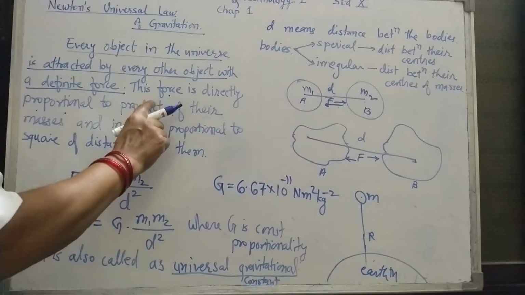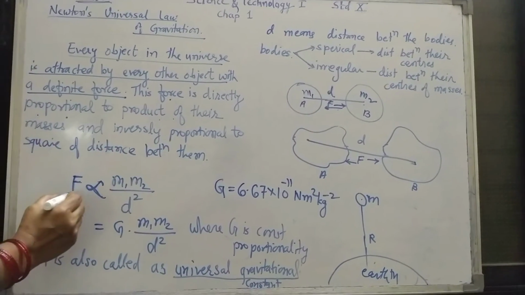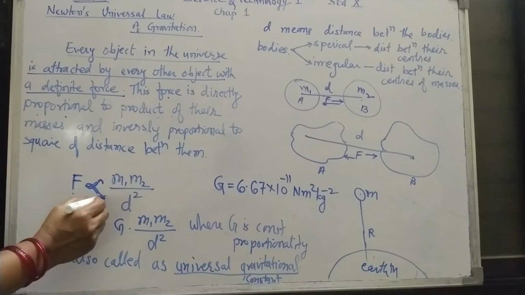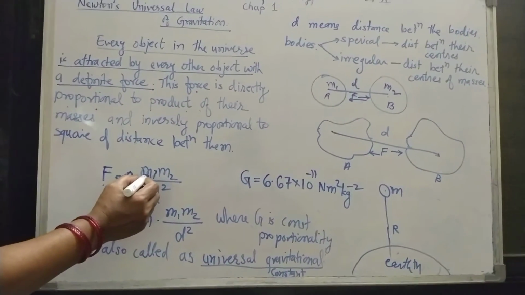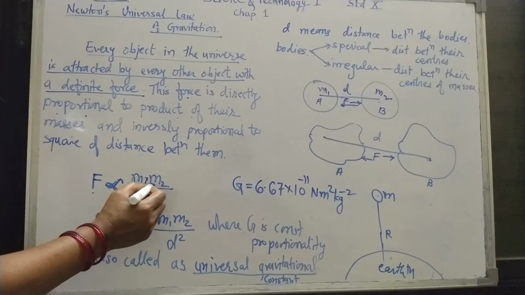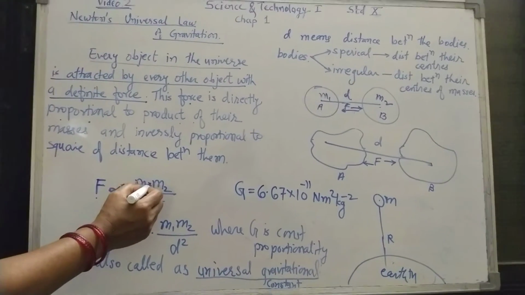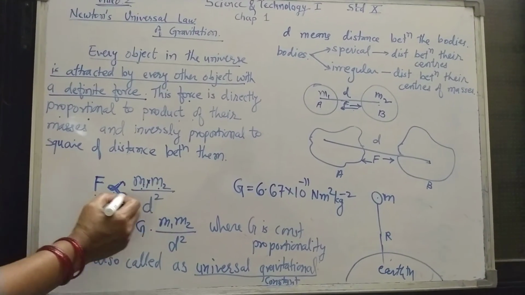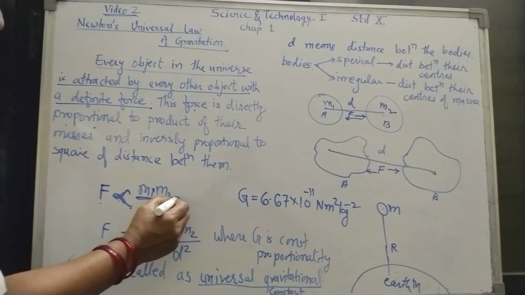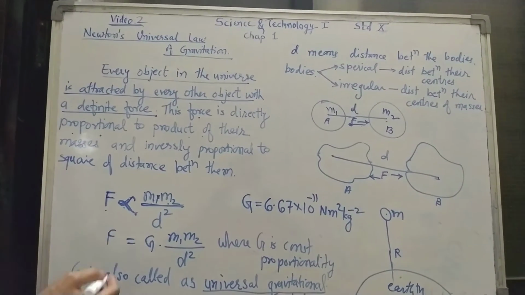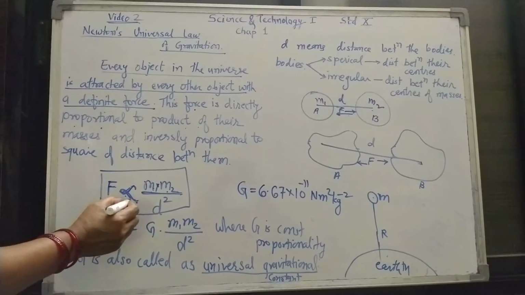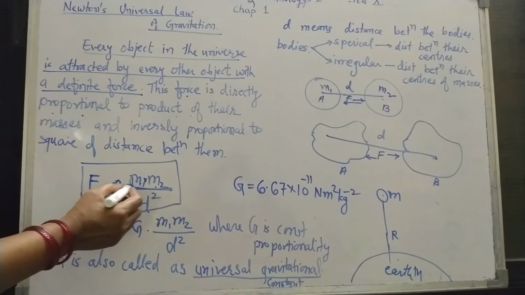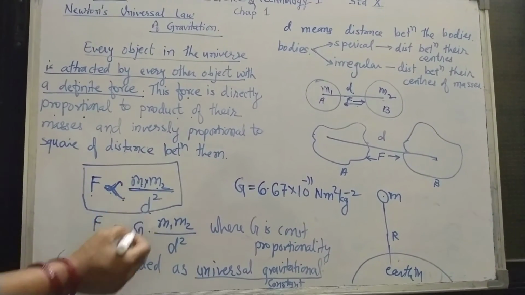Then according to Newton's law, this force is directly proportional to the product of their masses, the mass of the first object and the mass of the second object, m1 into m2, and inversely proportional to the square of the distance between them. Now this is proportionality. F is directly proportional to m1 m2 upon d square.